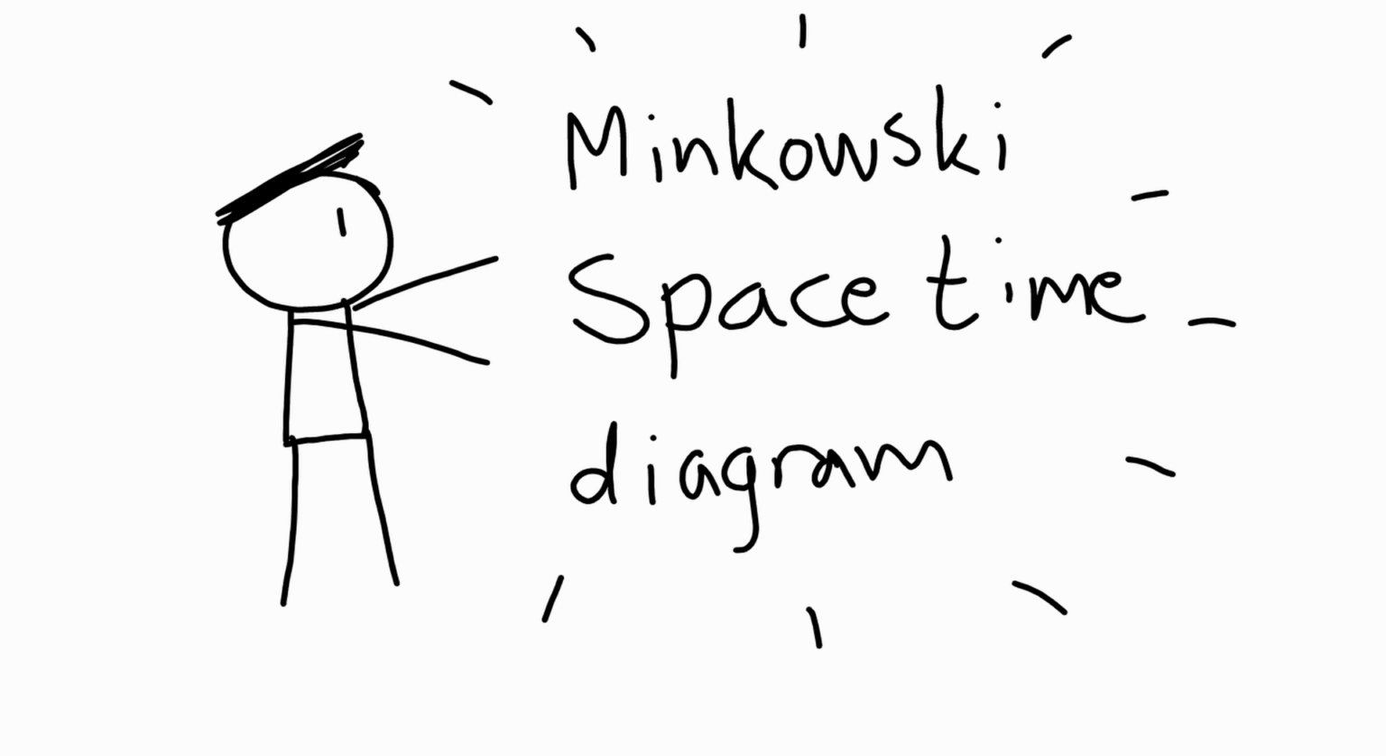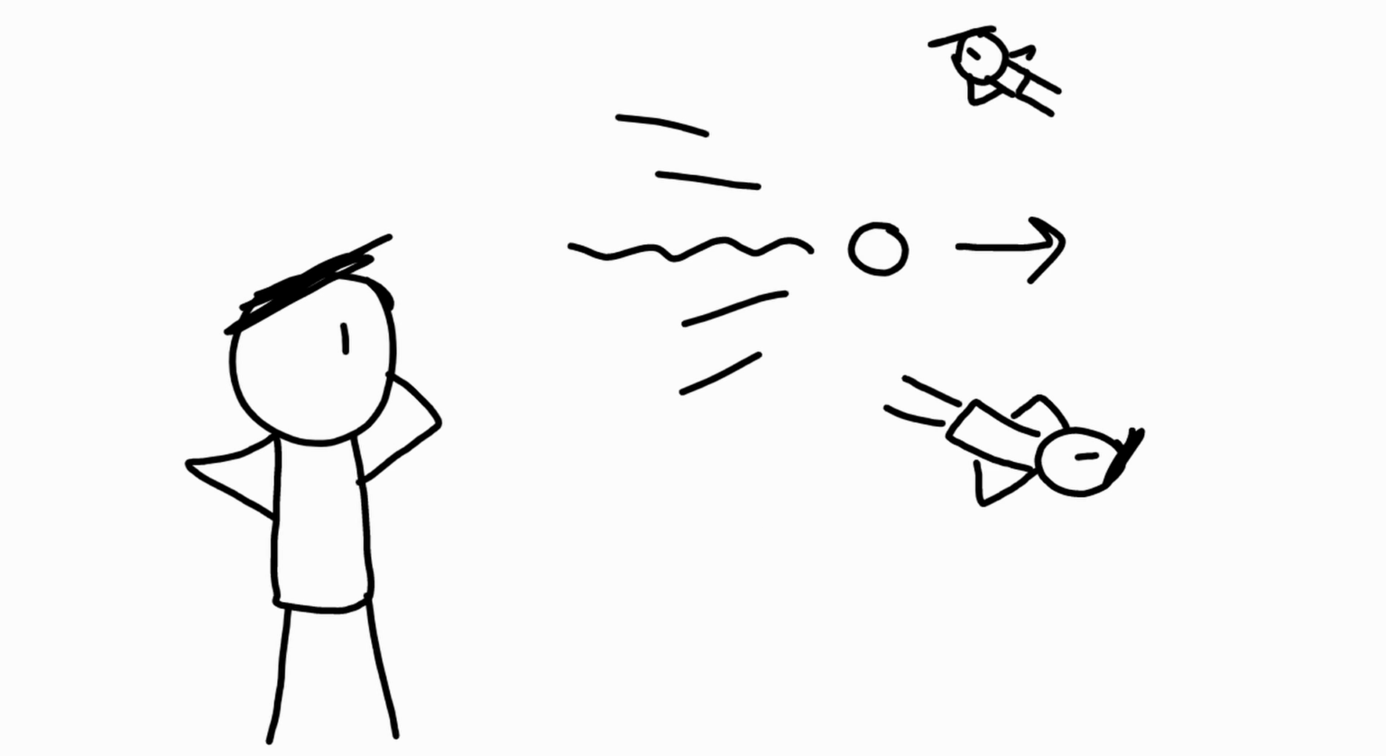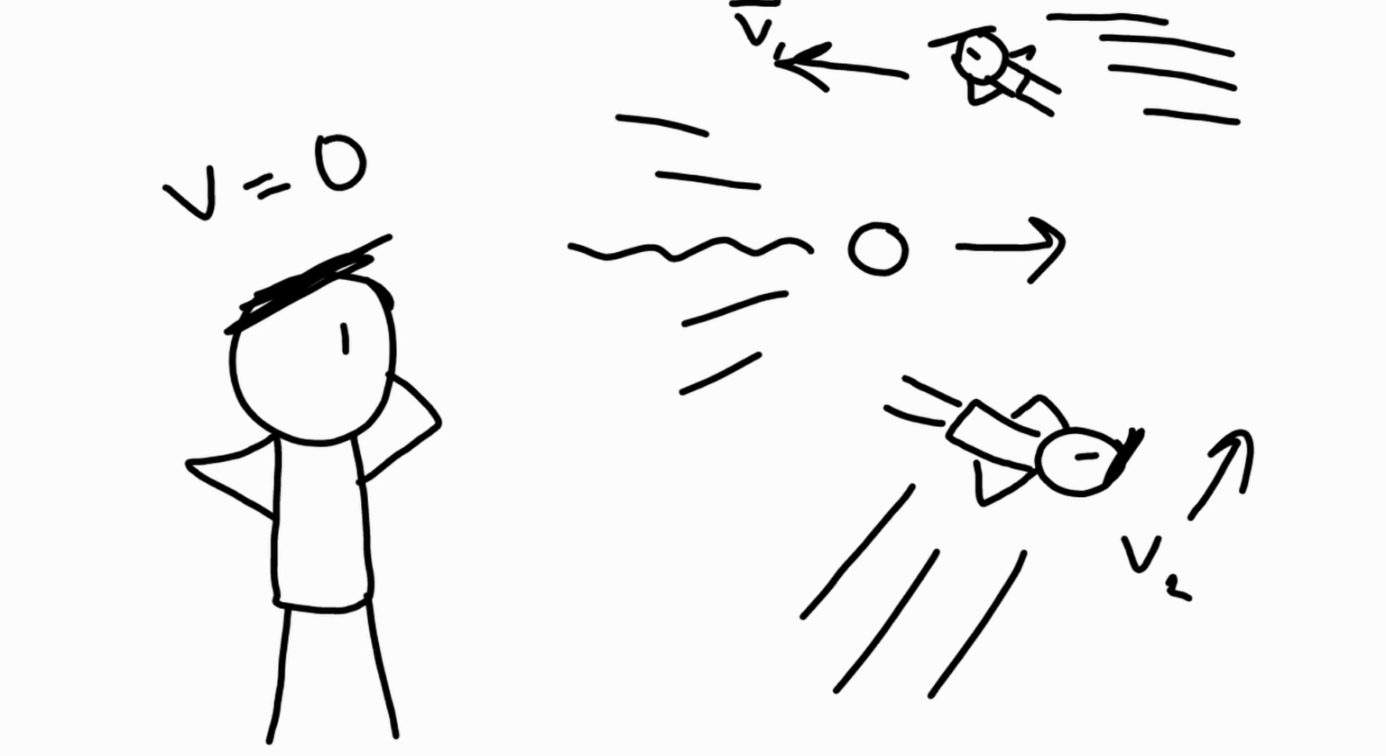Hi! In this video, I'll be going over the Minkowski spacetime diagram, and it looks something like this. When we study relativity, we are visualizing how certain events take place in different perspectives. These various perspectives may include being at rest or even traveling at a high velocity.